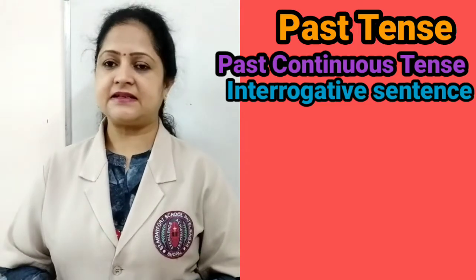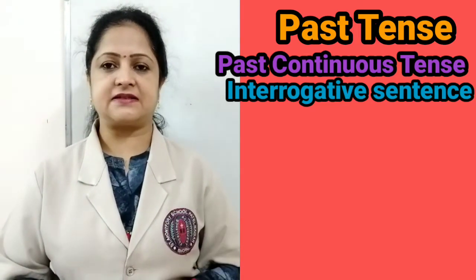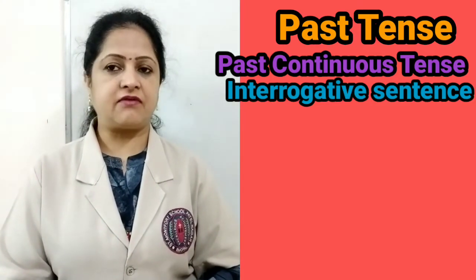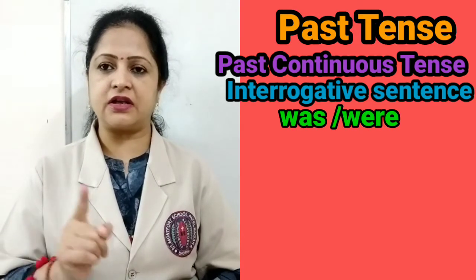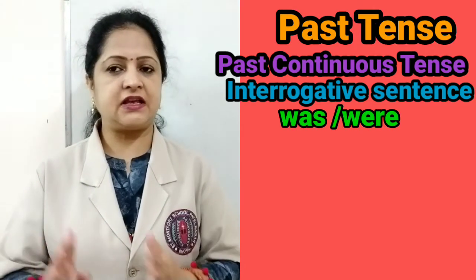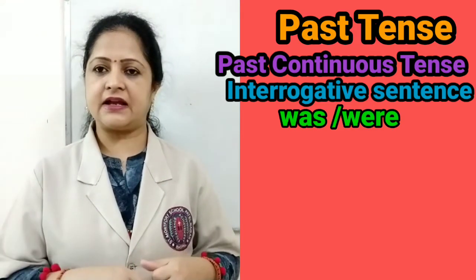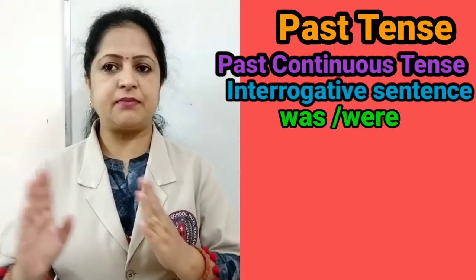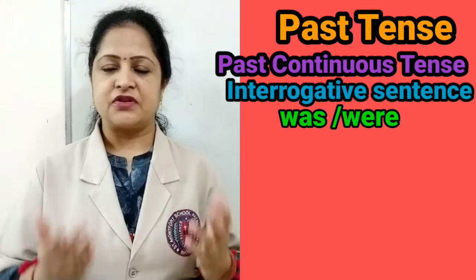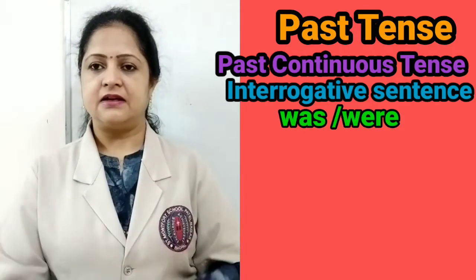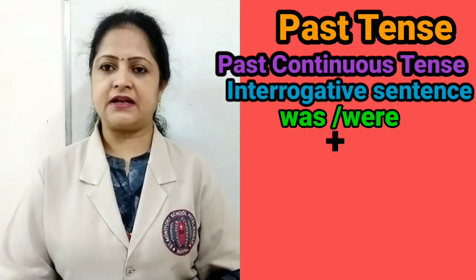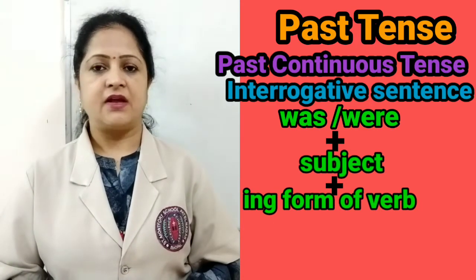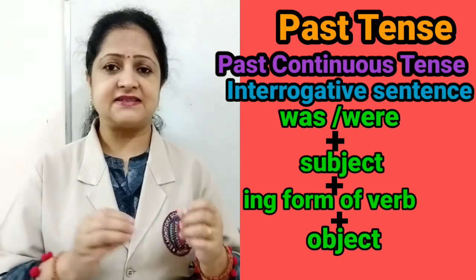Now, how to make sentences in interrogative form in past continuous tense. First of all we write the auxiliary verb, was or were according to the subject. If he, she, it or any singular number is given, we write was. If I, you or any plural number is given, we write were. After that we write the subject. Then we write the ing form of the main verb, and then the object of the sentence.